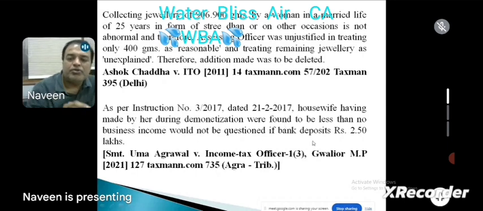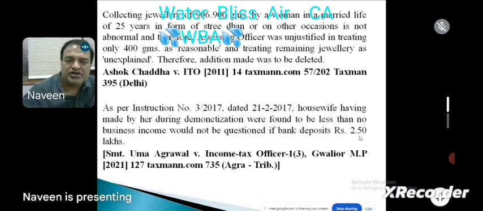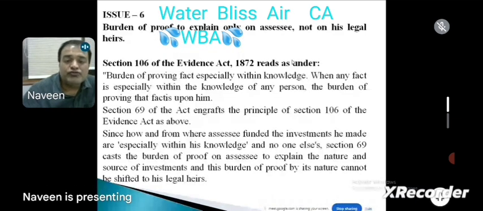But our bank deposit is rupees 2.5 lakhs. So, what is it saying? Yes, we allow it. We are not going to question. The burden of proof to explain is only on the assessee, I told you, not on the legal heirs. Section 106 of the Evidence Act of 1872 reads as under: burden of proving fact especially within knowledge. Any fact especially within the knowledge of any person, the burden of proving that fact is upon him. Section 69 of the Income Tax Act engrafts the principle of Section 106 of the Evidence Act.